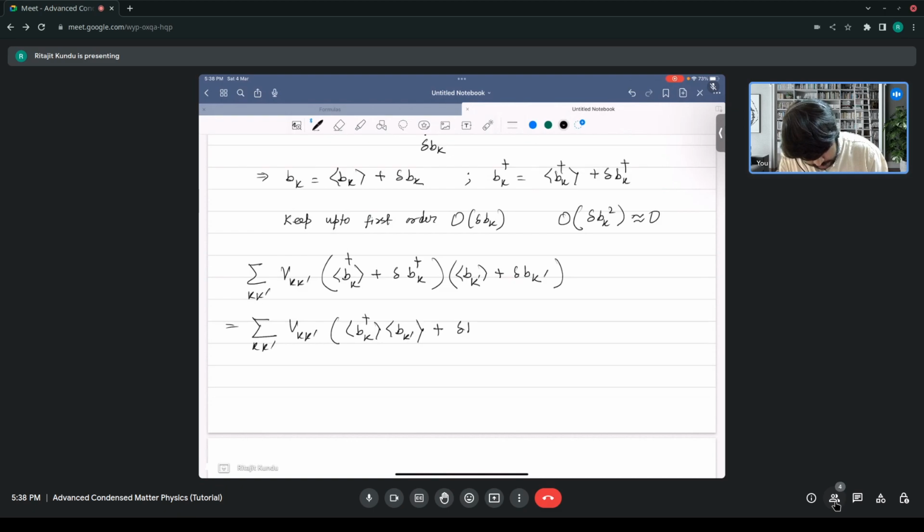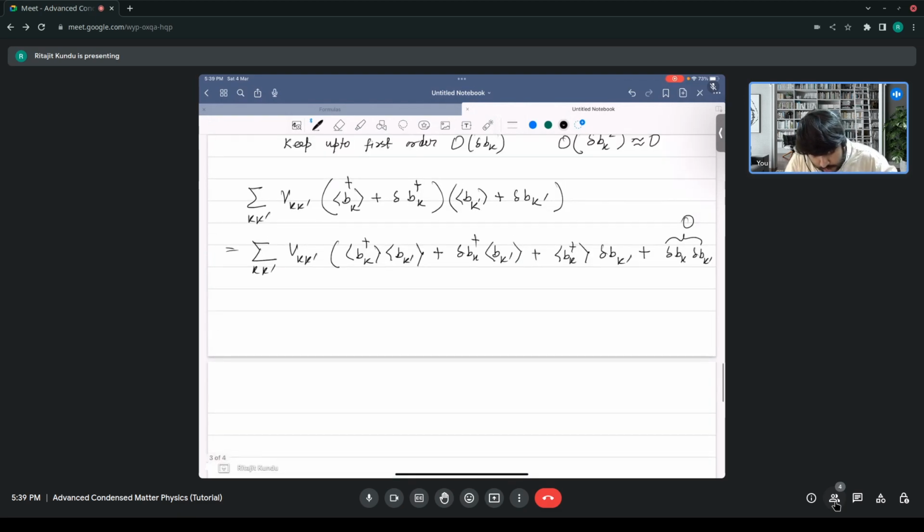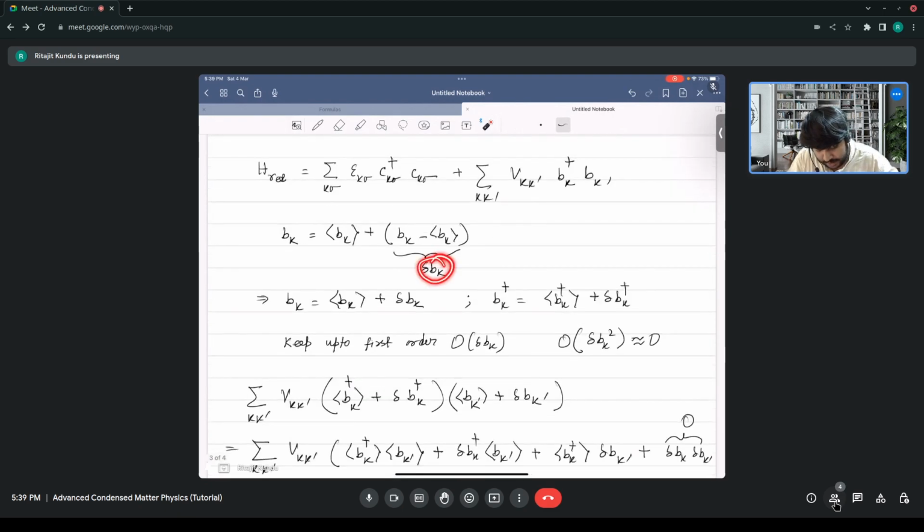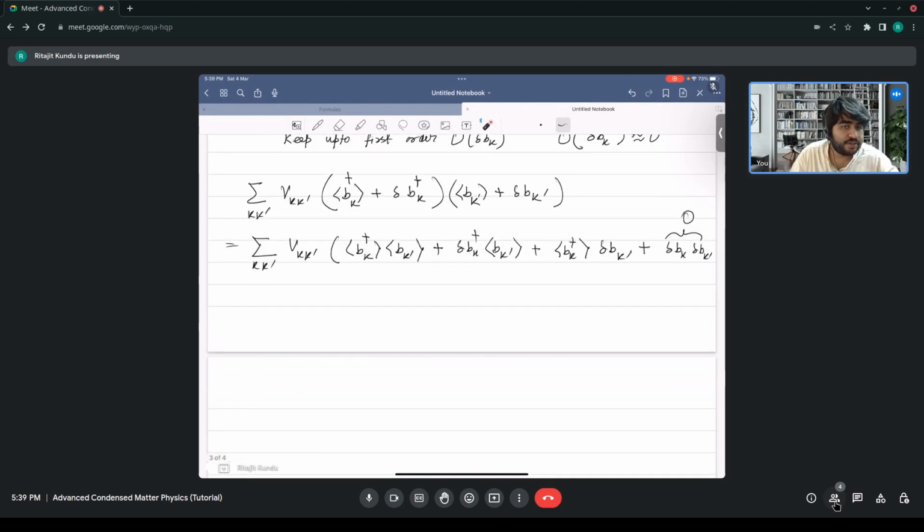Plus I will have delta bk dagger bk prime expectation. So I'm just doing this multiplication, and I'll have bk dagger expectation delta bk prime, and I have delta bk dagger delta bk prime. Because this is already delta b square, I'll just ignore it. I'll just put it 0 in place of this. So now we'll replace back our delta bk. So delta bk is what? Delta bk is given by bk minus bk expectation. This is the way all mean field theory works. So I'll just replace it back.